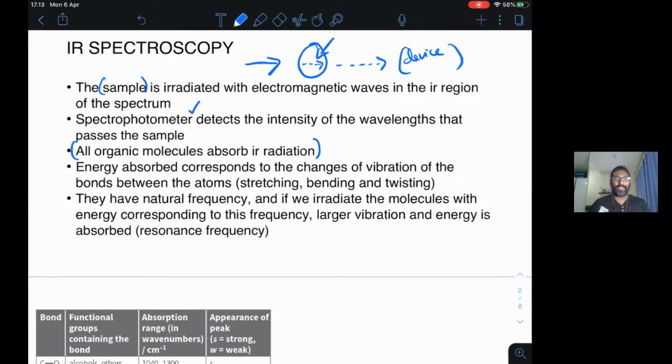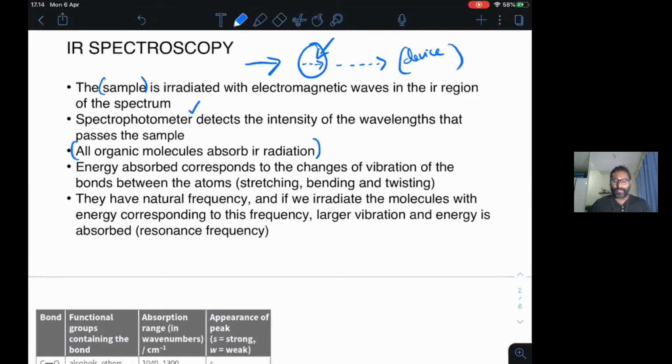If we can match the natural frequency using the electromagnetic wave that we use, then according to your physics, you should know that resonance will be achieved. Resonance makes sure that you have a maximum amplitude. These are some of the terms in physics, and it is similar in chemistry. This will cause a larger vibration, whether stretching, bending, or twisting. The energy is going to be absorbed more, so it is called the resonance frequency.